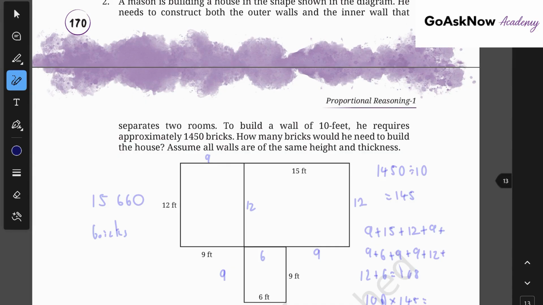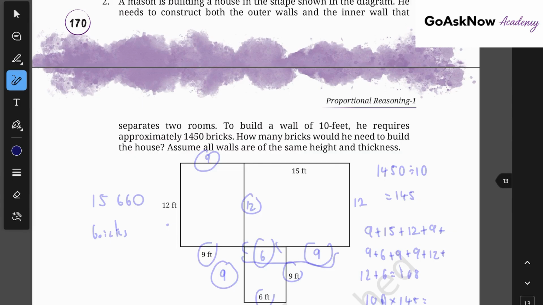Now, based on what I did here, I labeled the side of each wall. Since they give 12 feet here, the opposite side is also 12. 9 feet here means the opposite is also 9. 6 feet here, so this is 6. 9 here means this is also 9. And this is 9 because this entire thing is 15, so 15 minus 6 is 9. Then this here is 12 since this is also 12. Then we add up every side of the walls, and you should get 108 feet.